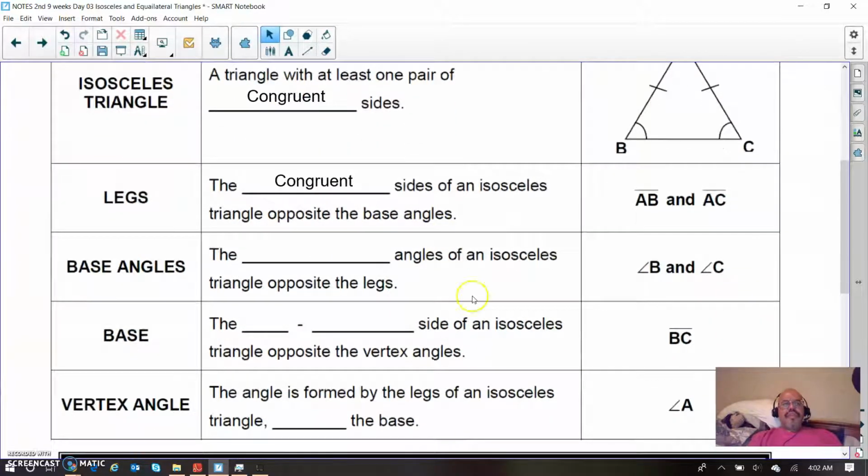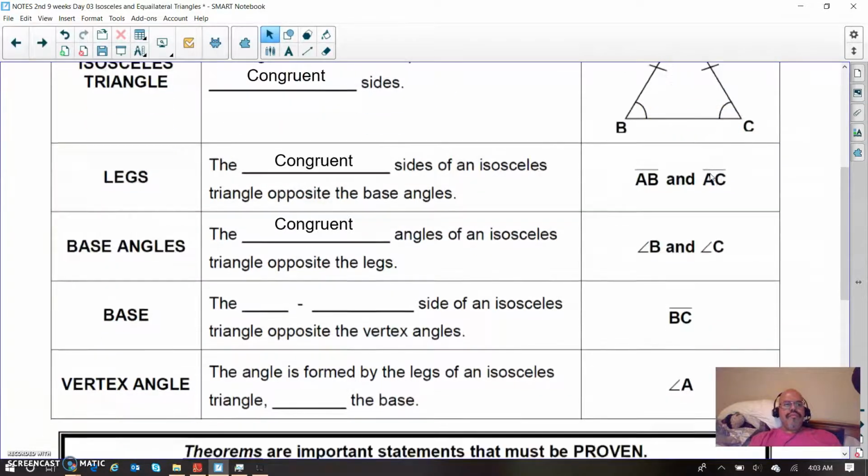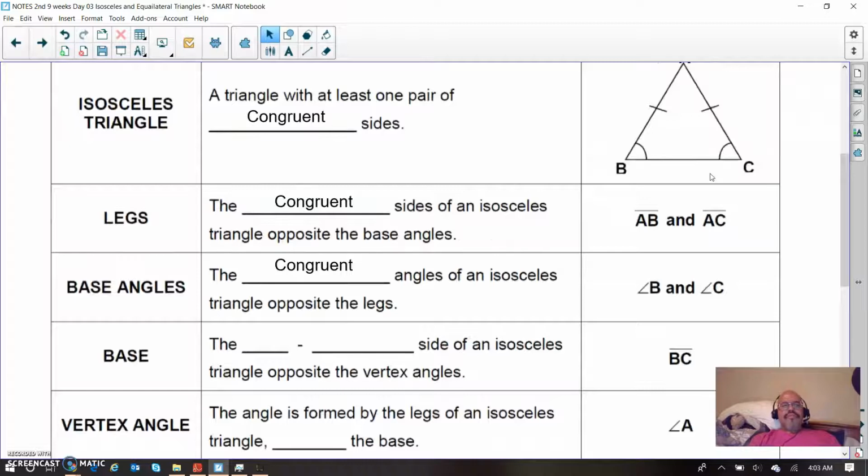So let's see. They're going to say the congruent angles in these triangles. So congruent angles right here. We can see that angles B and C are both congruent. We can see them on this picture, right here and right here. Base angles. Okay, so B and C.